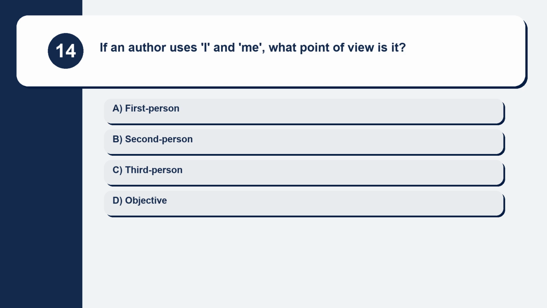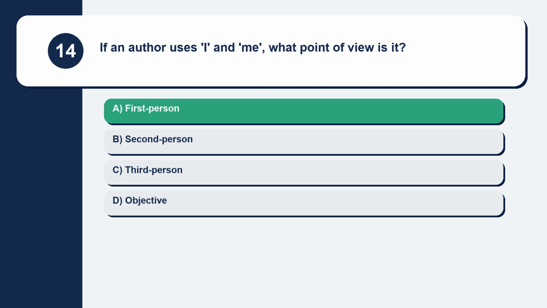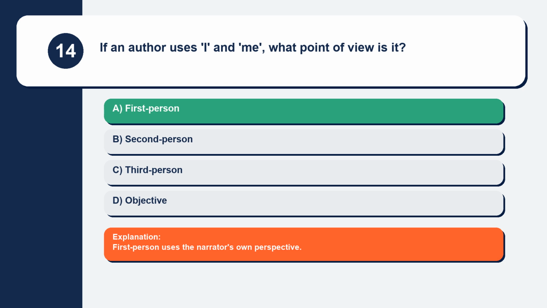Question 14. If an author uses I and me, what point of view is it? First person. Second person. Third person. Objective. First person uses the narrator's own perspective.